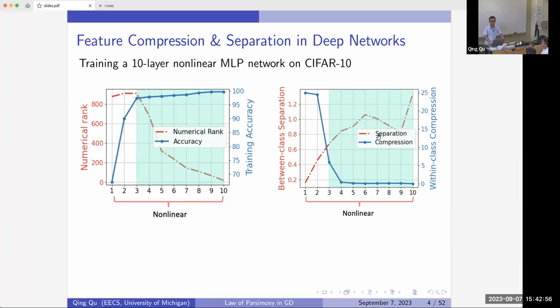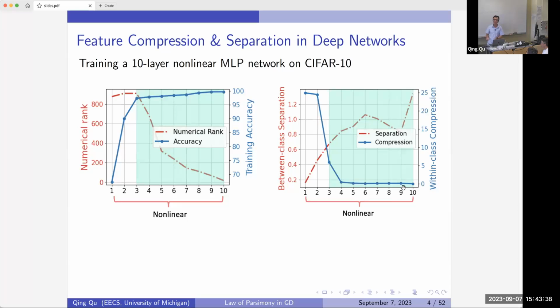But suppose we have a metric of measuring feature separation and feature compression, and you measure the separation and the compression across layers. What you can see is that the separation is indeed increasing across layers, which means that the features are more and more linearly separable across the layers. And the compression means that the features are compressed, especially in the later layers, right? So it's extremely compressed in the later layers.